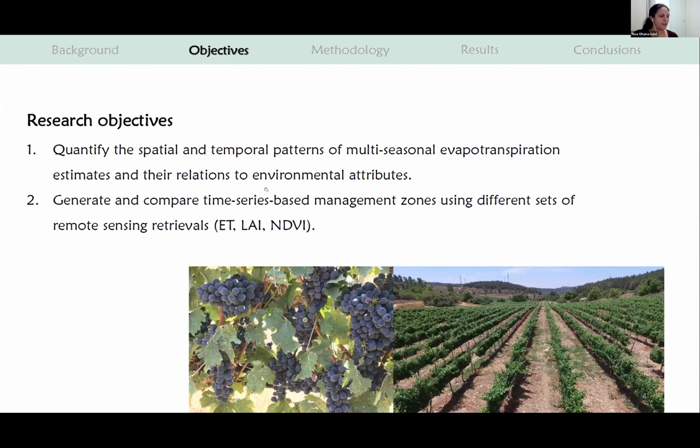We did that, and then we also wanted to take LAI and NDVI, because these are sometimes much more practical variables to derive. We wanted to know whether they are also good enough to do this process and to get management zones using LAI and NDVI.